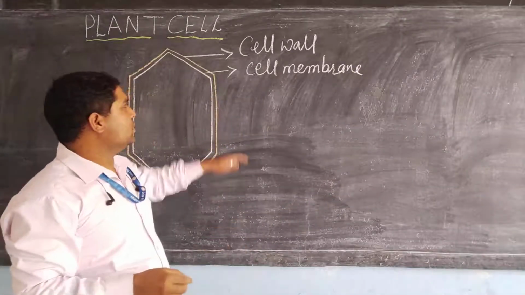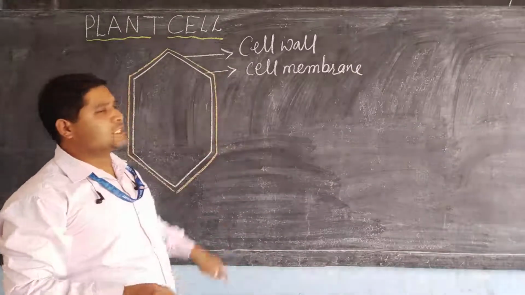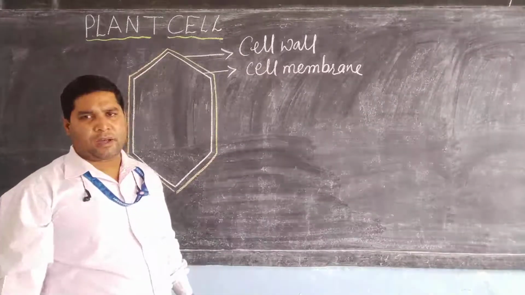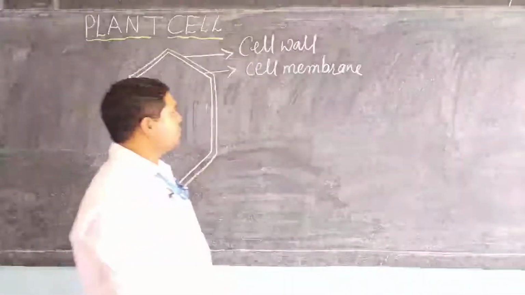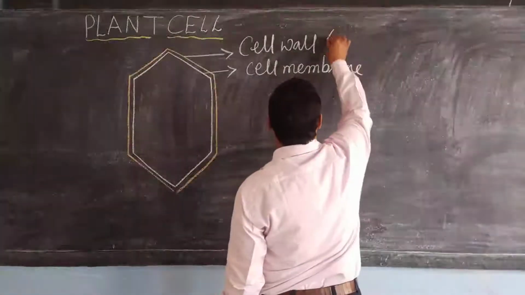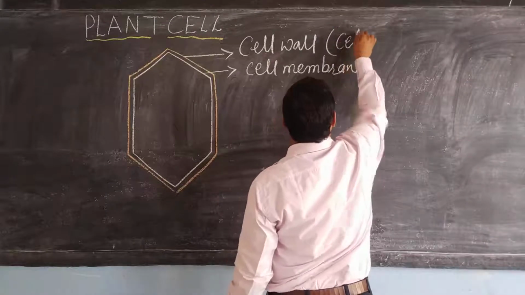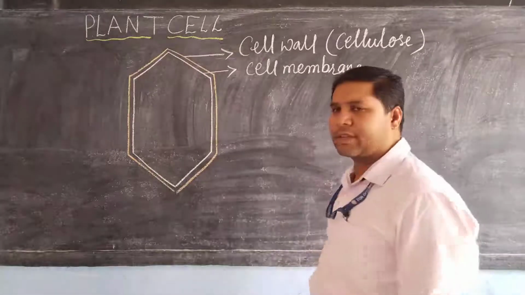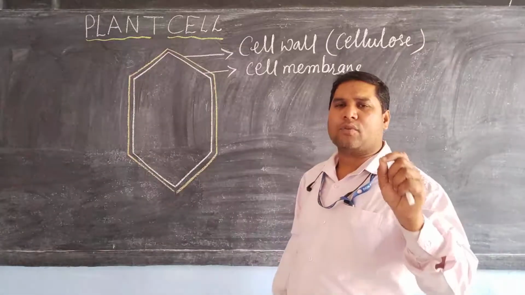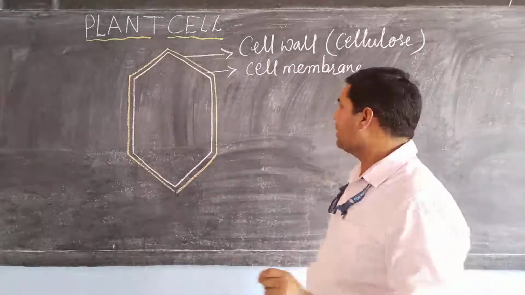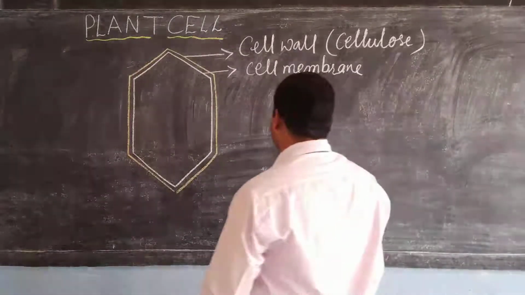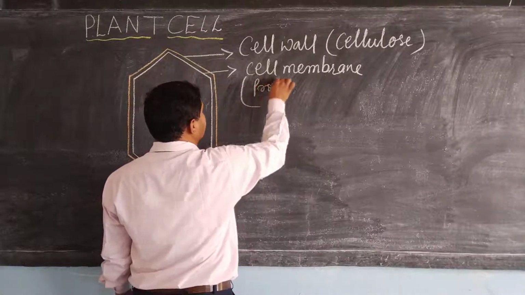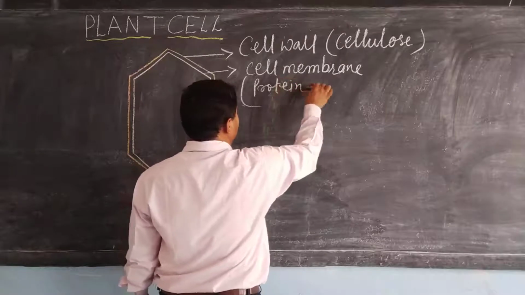Dear student, we should also know cell wall is made of which type of component. So the composition of cell wall is cellulose. Dear student, cellulose is a complex carbohydrate, and cell membrane, as I have explained to you in the previous video, is made of protein plus lipid.